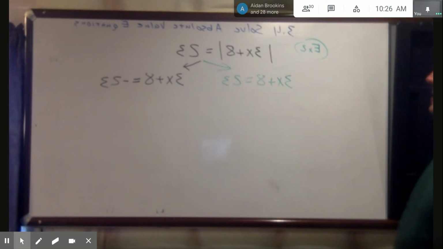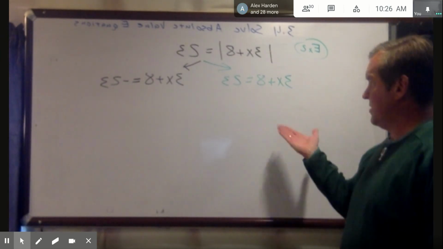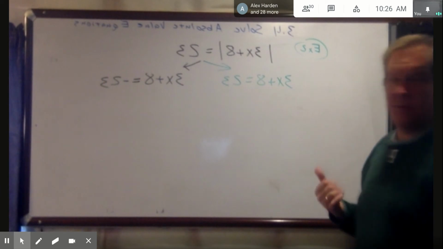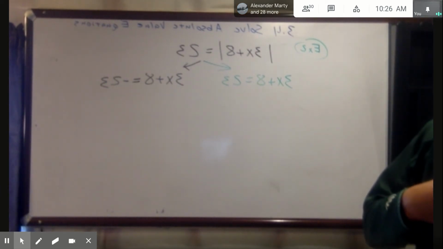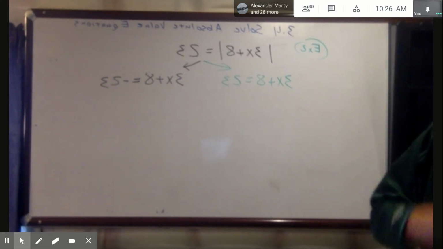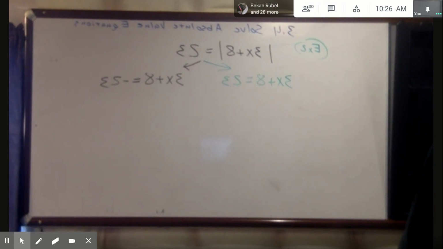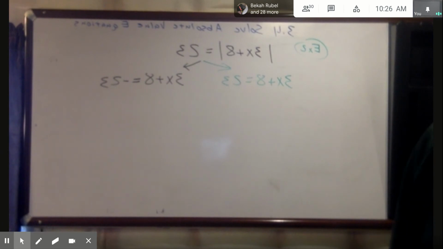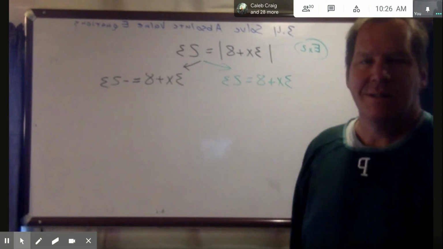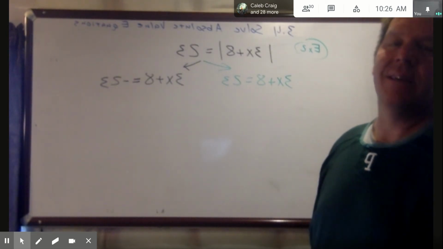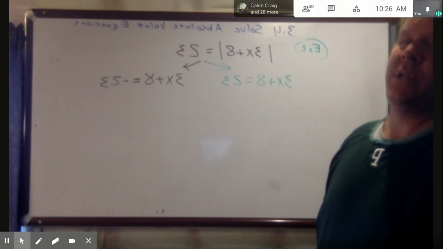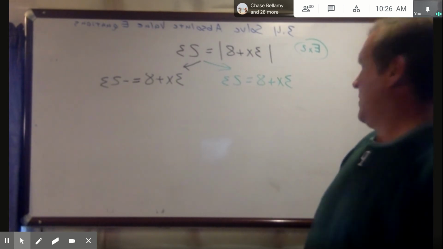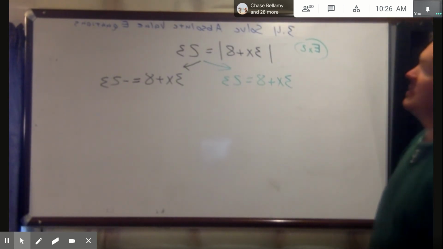All right. So let's solve these individually. These are just normal algebra equations. You guys should be ready to go on. Here we go. Who wants to take a shot? Let's see. What should we do next? Anybody? Chase, what should we do first to get x by itself?